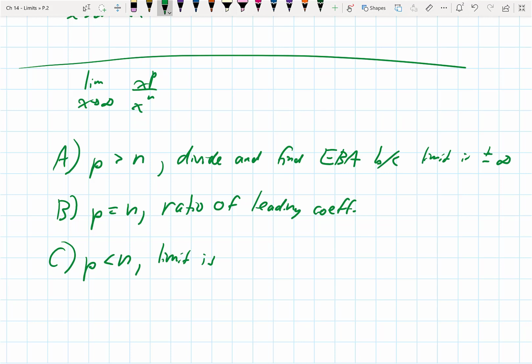When the degree of the numerator is less than the degree of the denominator, what's your limit? When the denominator blows up so much faster than the numerator. Carlos? 0.